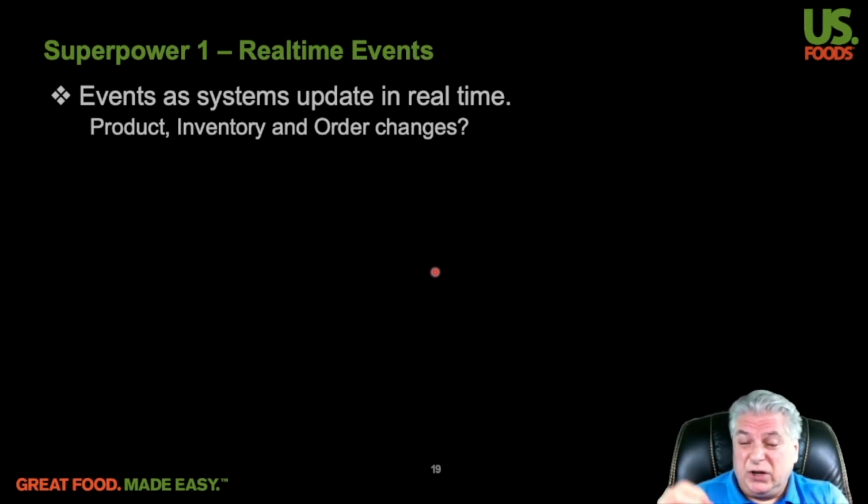Product changes, inventory changes, order changes. We can let the user know in real time that that's happening with an event-based architecture. So we can actually deliver an experience where two users can be ordering at one time, and you can be watching that total change as those users are adding items to their cart.